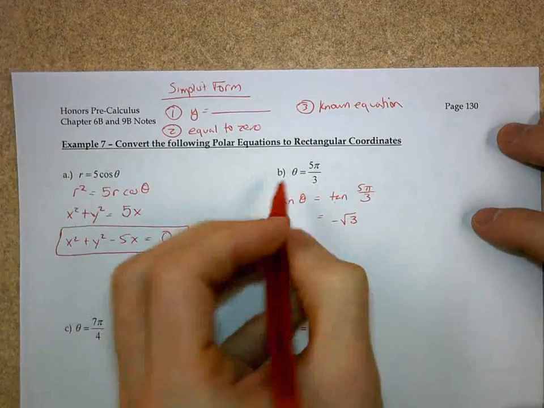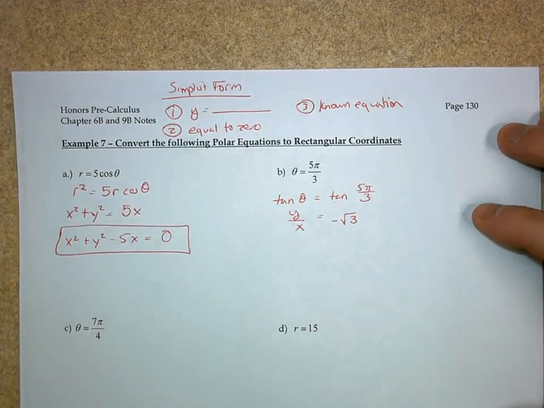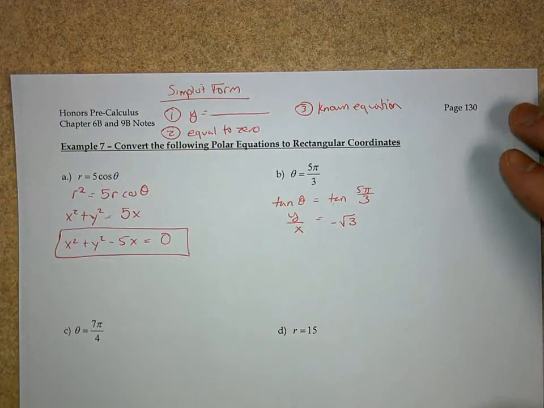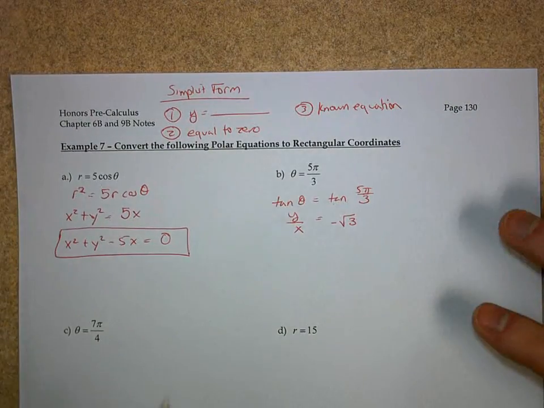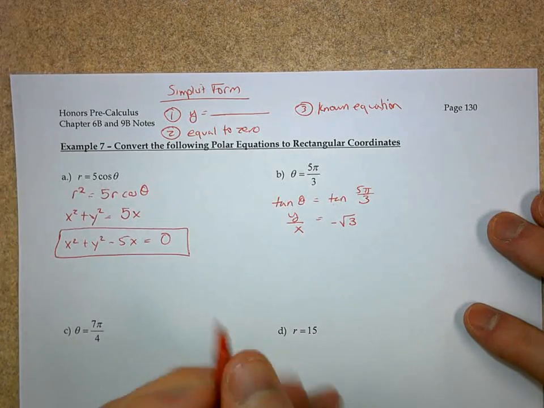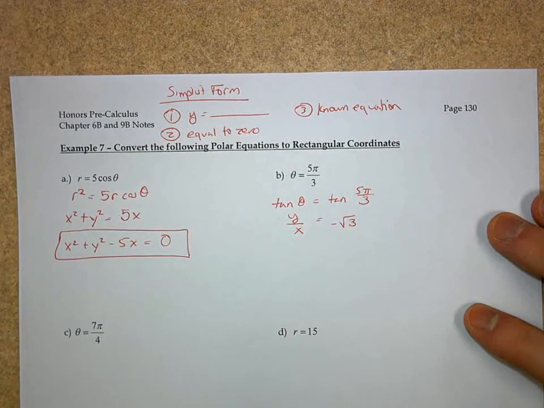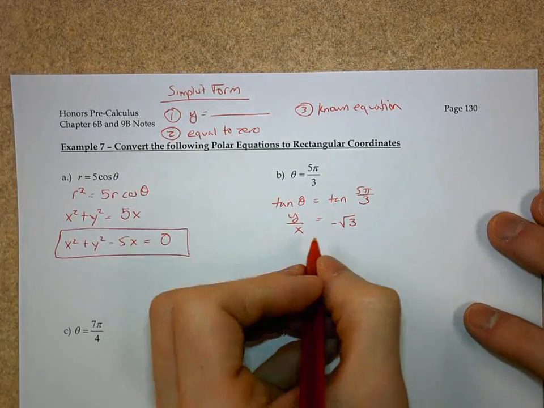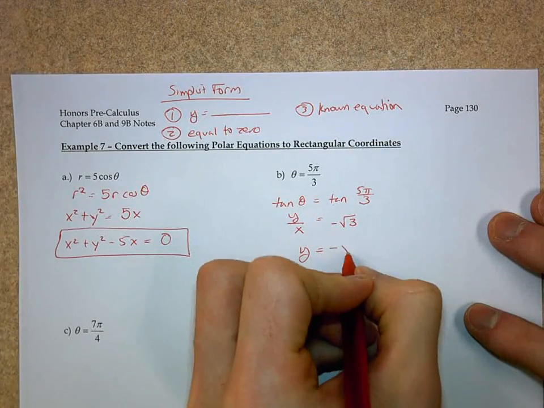And we know the tangent of theta, by definition, is the same thing as, actually, it's y over x. So tangent of theta is the same thing as y over x. So now to get in one of these 3 forms, we could put it in y equals form by multiplying both sides by x.